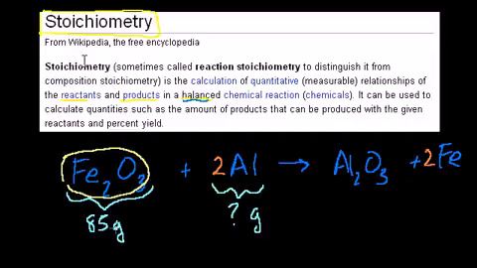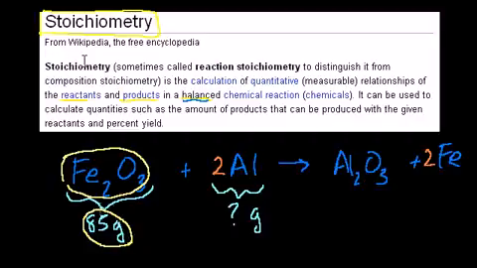So what we need to do is figure out how many moles of this molecule there are in 85 grams. And then we need to have twice as many moles of aluminum, because for every mole of the iron 3 oxide, we have 2 moles of aluminum. We're just looking at the coefficients, the numbers. 1 molecule of iron 3 oxide combines with 2 molecules of aluminum to make this reaction happen.